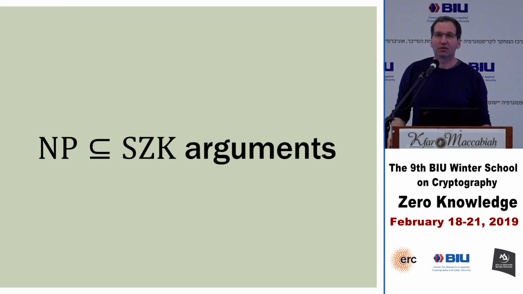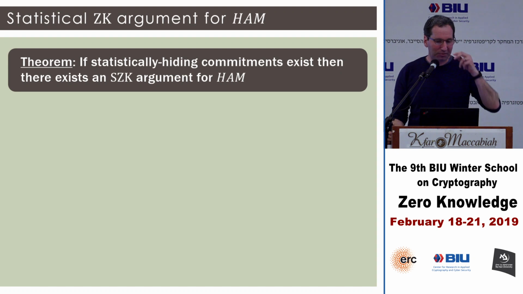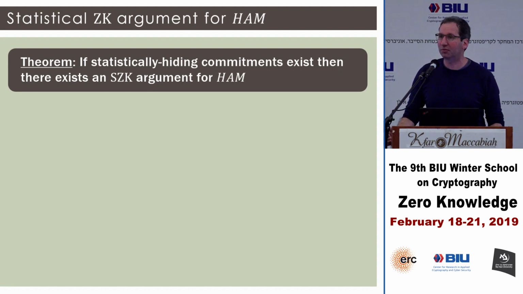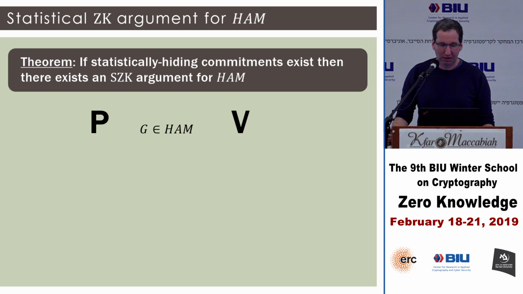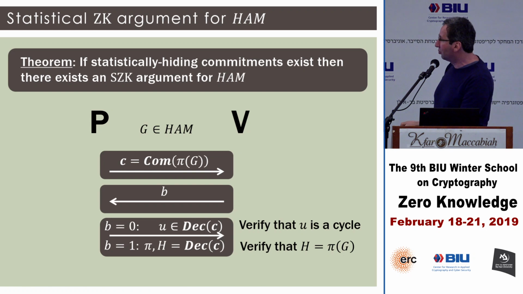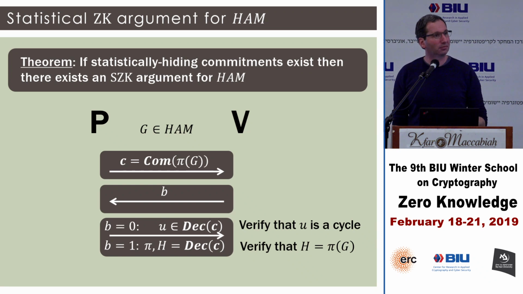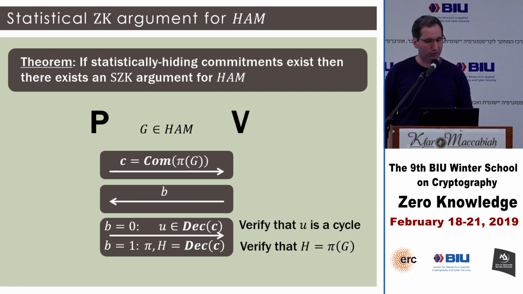Okay, 7 more minutes. So let's see how NP is contained in SZK arguments with constant error. The theorem: if statistically hiding commitment exists, then there is an SZK argument for Hamiltonicity, computationally sound and statistically secure. The protocol is the same protocol that we saw. The only difference is what? That the commitment that we use here is statistically hiding and computationally binding. It means that a computationally bounded prover cannot break the binding, and an all-powerful distinguisher cannot distinguish the output of the simulator from the real interaction.